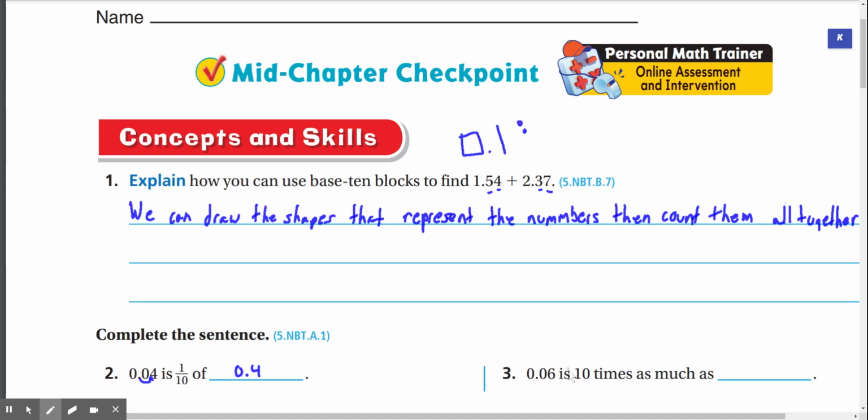Number 3, 0.06 is 10 times as much as blank. Well, if we want to find that, we have to move the decimal point to the left by 1. And so we get 0.006 as our answer. And we see that 0.06 is 10 times as much as 0.006.